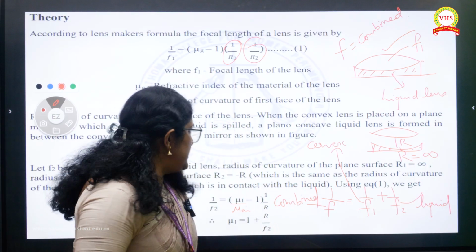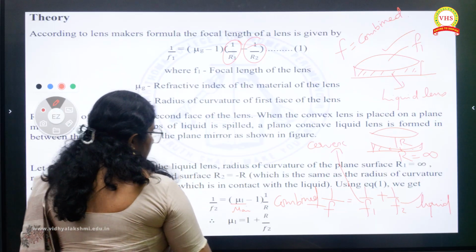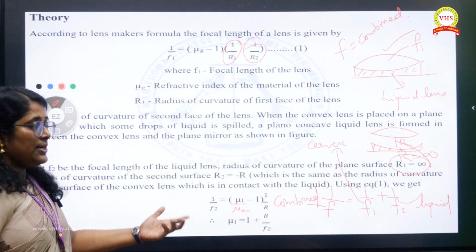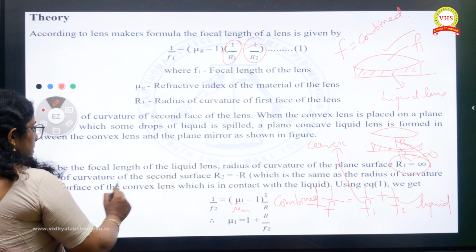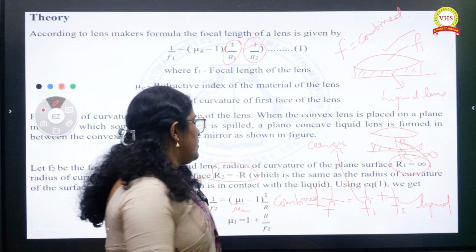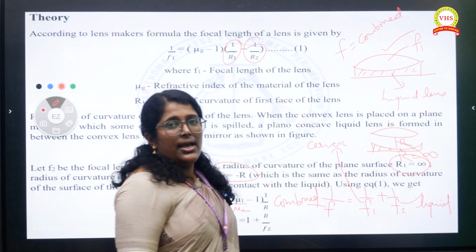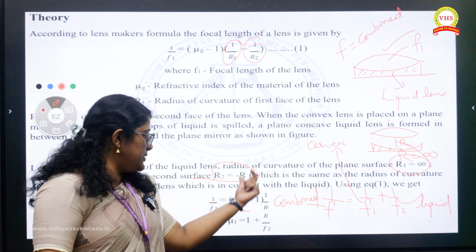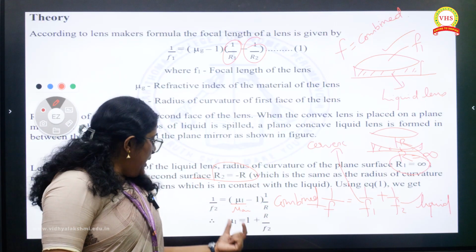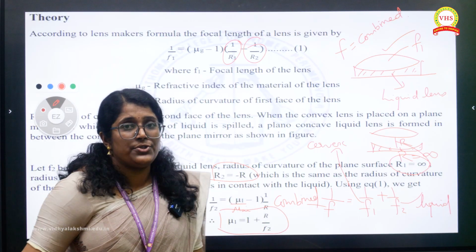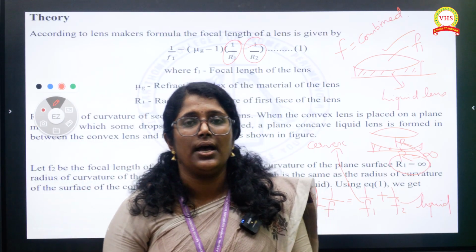But since it's a plano-concave, the plane has infinite radius of curvature, and the other one has R, because it is concave. Applying the sign convention, what will you get? 1 by F2 equals mu L minus 1 by R. Rearrange the equation. What is mu L? It is 1 plus R by F2. Very simple.